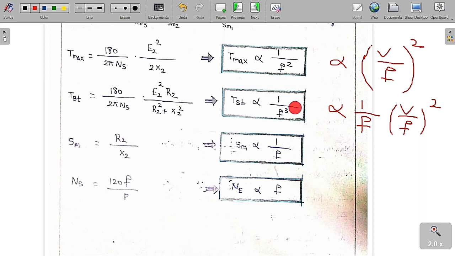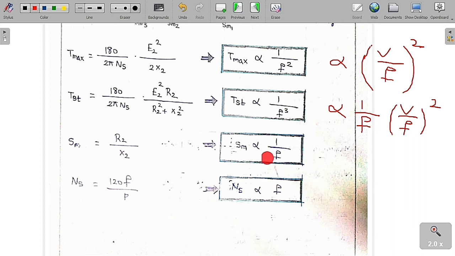So these are the graphs, and you need to always remember these equations, because this is a very important statement. Based on V being a constant, we get these equations, but this is for a general case. Suppose V by F is a constant, then Tmax is constant for a constant V by F control, and the starting torque is inversely proportional to F whenever V by F is constant. You need to always keep this in mind.